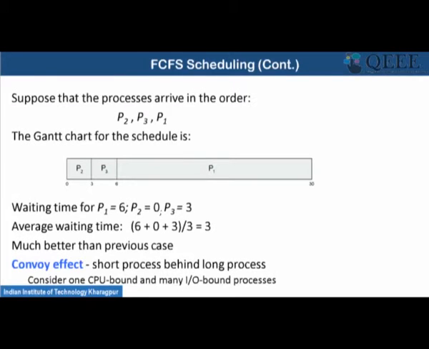Now let us look into a different scenario. Assume that the processes arrive in the order of P2, P3 and P1. If the processes arrive in this order, then if you compute the waiting time for each process, the waiting time for P1 is 6, the waiting time for P2 is 0, and the waiting time for P3 is 3. So the average waiting time comes to be 3. This is much better than the previous one because, as we have mentioned, we want to minimize the waiting time for a better scheduling algorithm.